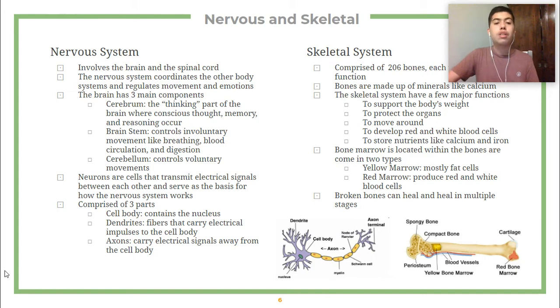So this is what the brainstem does. And the cerebellum controls voluntary movement. So this is like the movement of my hands, or when you're writing, you're moving your hands. So that's the voluntary movement, and the cerebellum does that.